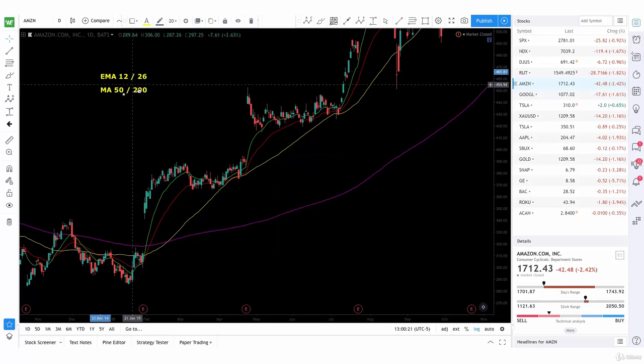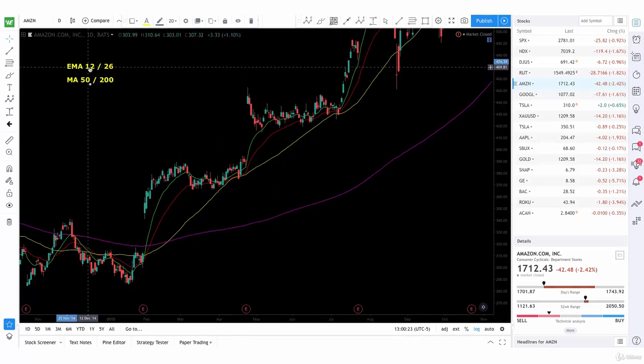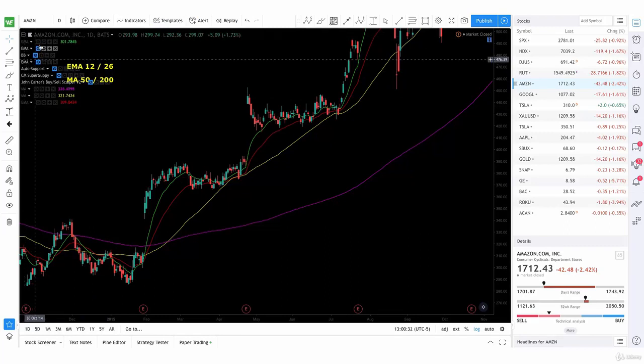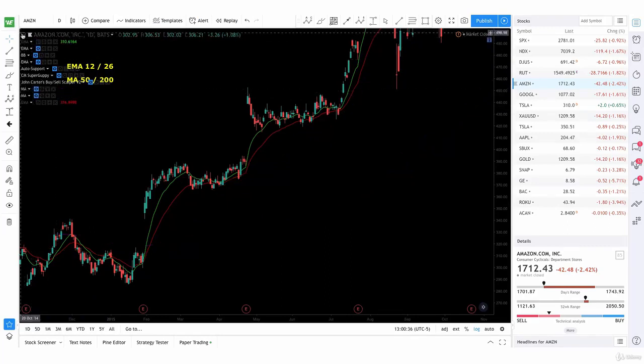Now, I've got them plotted down here for some of the most used ones. I'm going to write it down here. For the exponential ones, we've got the 12 and the 26, and for the simple ones, we've got the 50 and 200. So let's start with the EMAs. I'm going to take the other two out so it's a little cleaner.